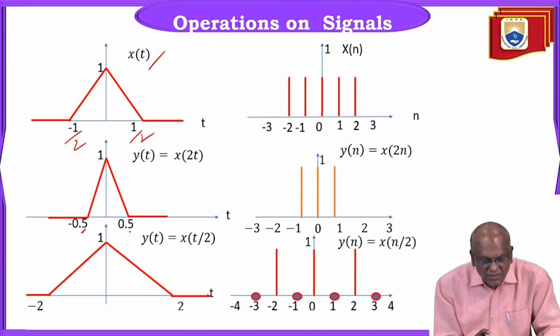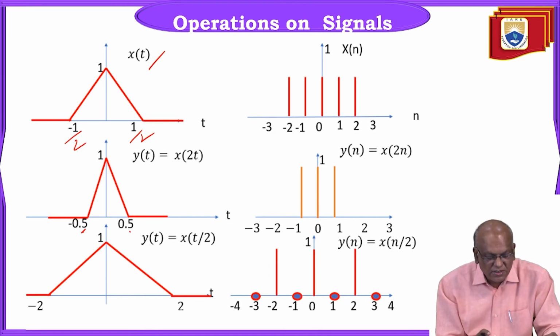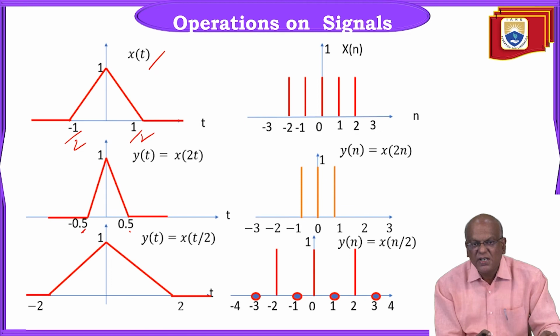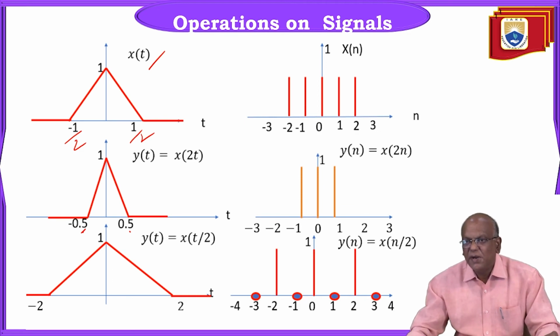In this case, compressed means suppose x of t is a recorded audio tape. If time is scaled by a factor of 2, it means the recorded tape is played at double the speed.